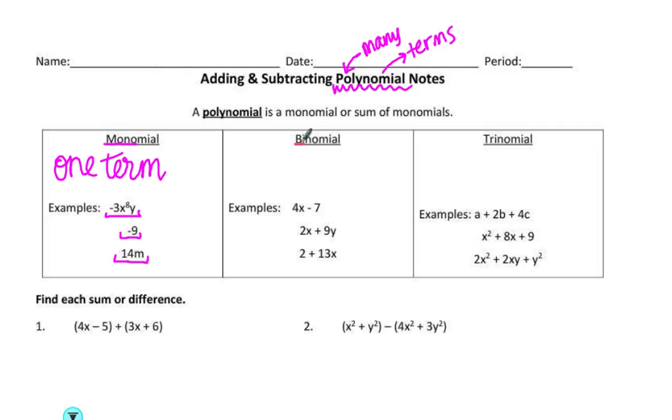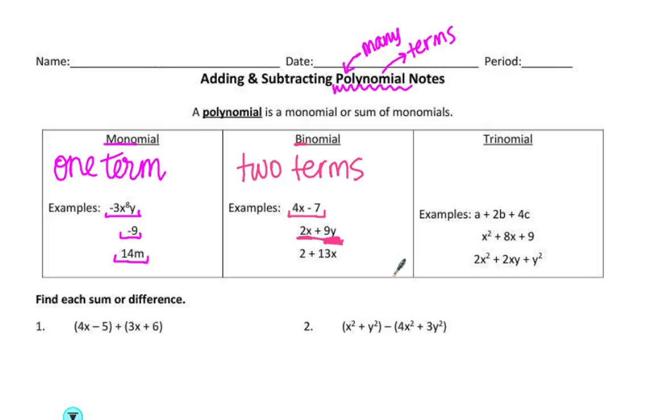All right, binomial, think about bicycle. That means two terms. So again, something like this, we're very used to seeing 4x minus 7. I have 4 x's and then I have a negative 7. All right, 2x plus 9y. Again, two separate terms. They are separated by an addition sign or a subtraction sign. All right, 2 plus 13x. All of these are representing two different terms, apples and oranges.